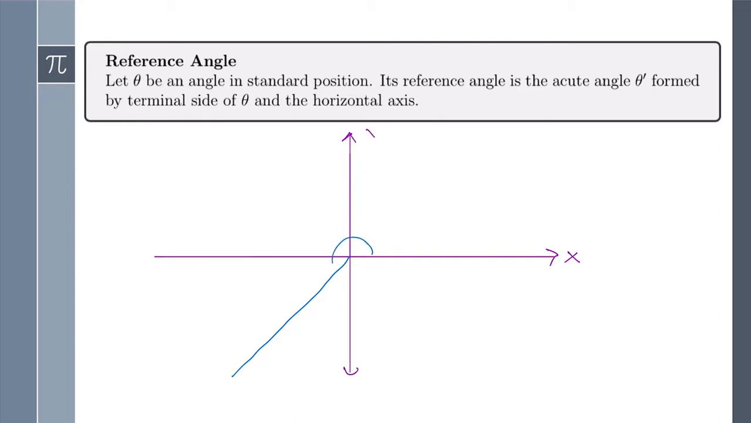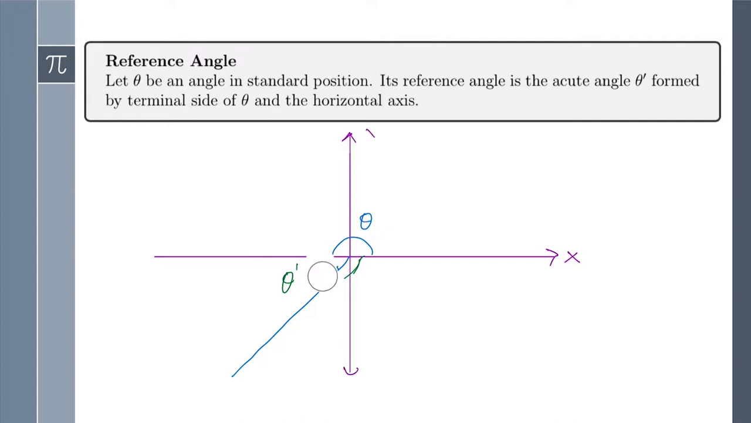And then let's say this is the angle theta. Now the reference angle is the smallest, or the acute angle made with the horizontal axis. So it's not this angle because that's not the acute angle. So this is the acute angle, which is the reference angle.